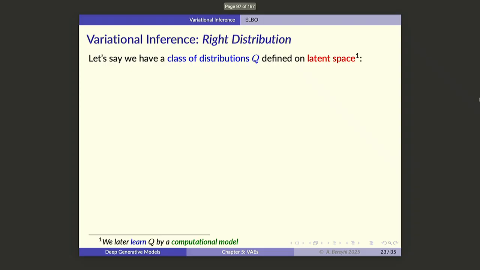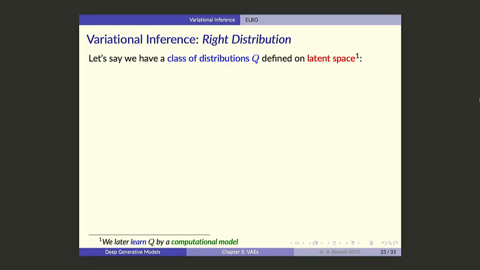So let's do it together. Let's say that I have now a class of distributions Q. Don't confuse yourself by class of distribution Q. What I simply mean is a neural network, for instance. This neural network has a bunch of parameters. If I change the parameters, it's going to give me different distributions. How we can do it, we explain later in the next section when we start with the variational autoencoders. Right now, I assume that I have lots of Qs.